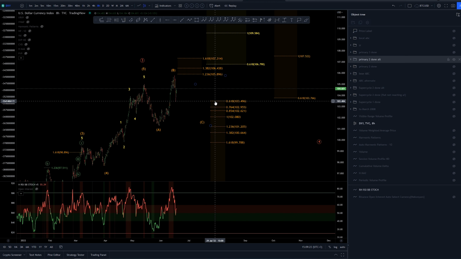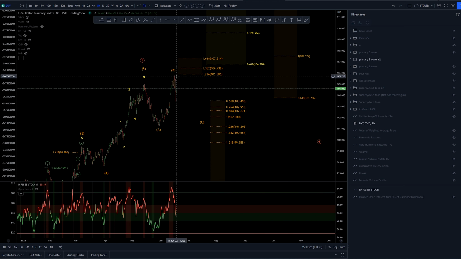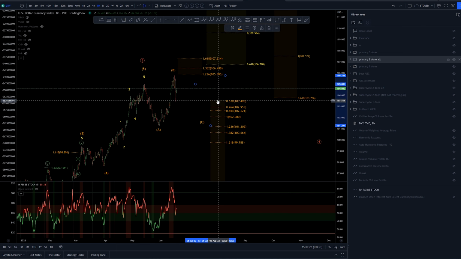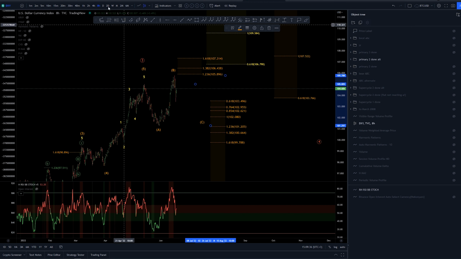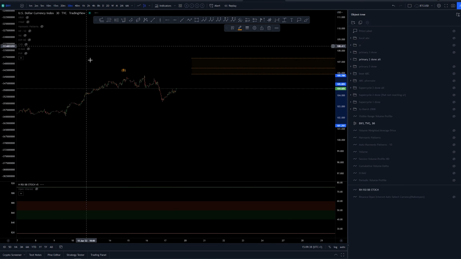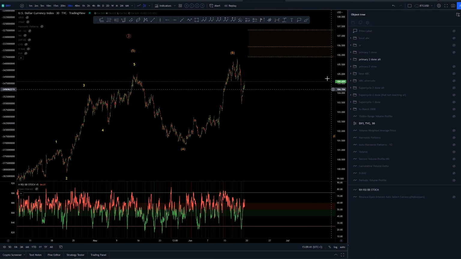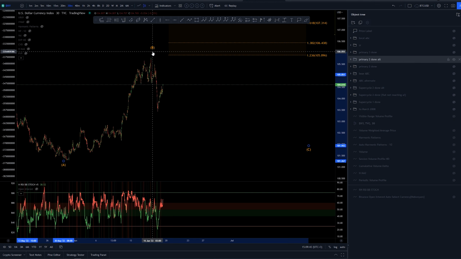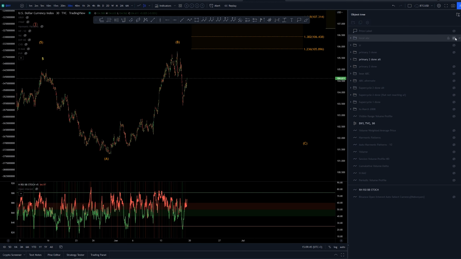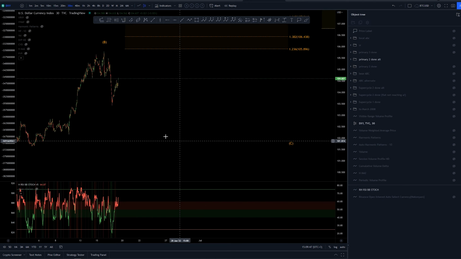We just hit the minimum extension of this ABC, so this correction could be already over. However, I don't think it's that likely to be the case, as we would need to have 5 waves in here. Let's take a look at what we have. So overall, if we are wanting this to be an ABC here, I had it labeled here. Okay, there we go.